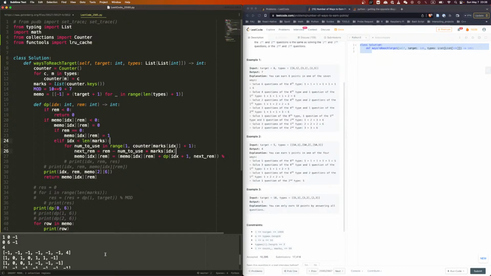Now 0, 6 becomes 4. It's supposed to be 5. So 1, 2, 3, 4, 5. It's supposed to be 5. Now it becomes 4. What the hell? I mean, this is good, so we don't do this anymore. This is good, but this has only become 4.